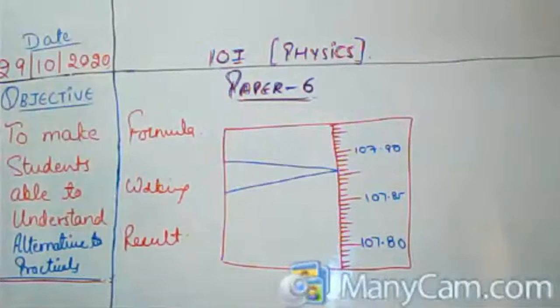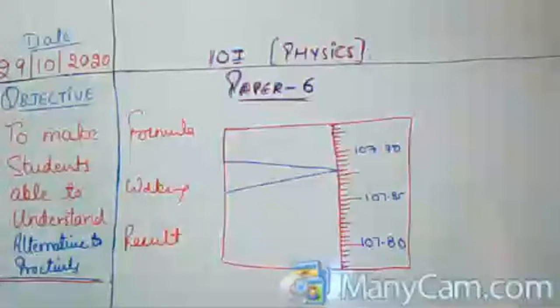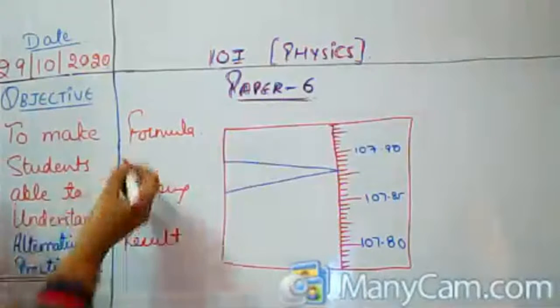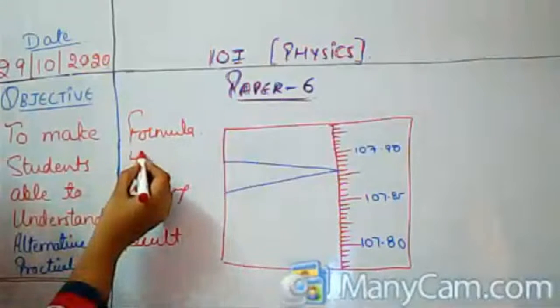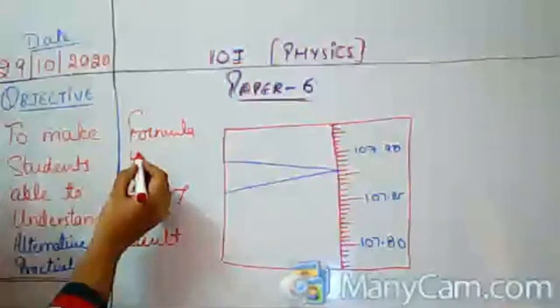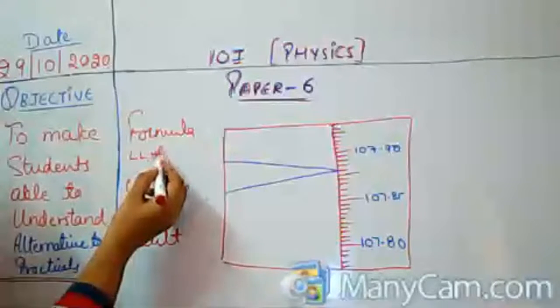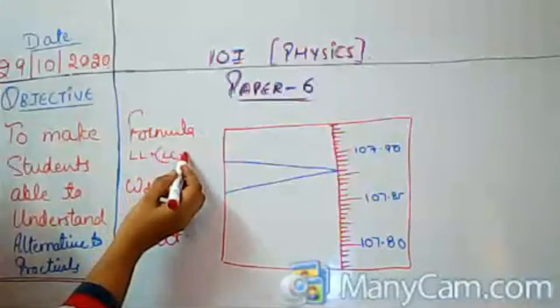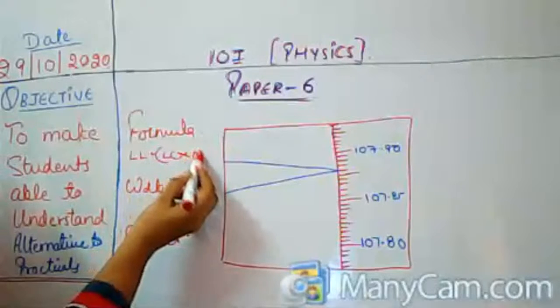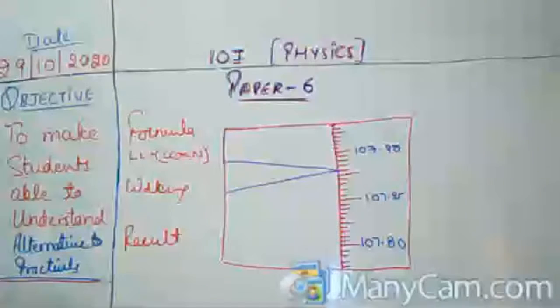Yes, bacha, so how can we have the answer for this question? I'll be writing it on one side. Formula I have explained to you: lower limit, fine, plus least count multiplied by the number line.